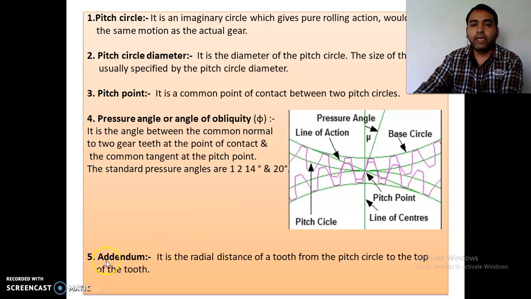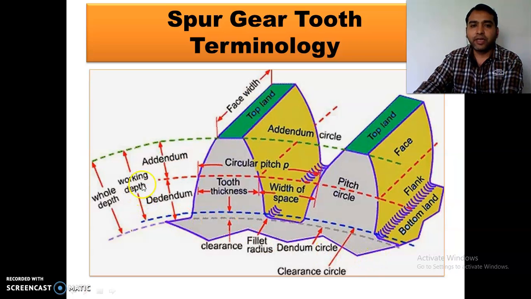Now next, fifth, addendum. It is the radial distance of tooth from the pitch circle to the top of gear. So addendum means it is the radial distance from this pitch circle to the top of tooth. So this distance is called as addendum. Now sixth, dedendum. Dedendum means it is the radial distance from pitch circle to the bottom of tooth. This distance is called as dedendum.